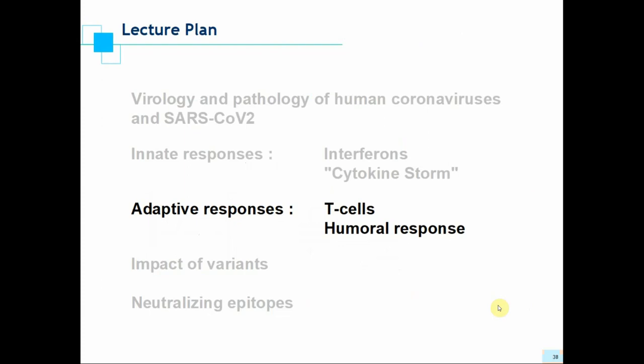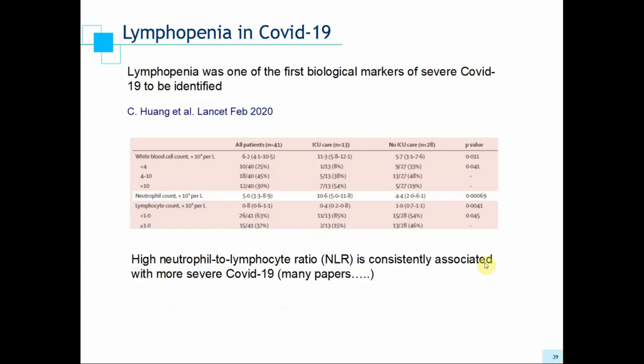Okay, so now I'm going to switch my focus here. I'm going to talk about the adaptive responses, first T cells and then antibodies. So the first thing you need to know about T cells is that T cell lymphopenia is a major manifestation of severe COVID-19. It's one of the first biological markers of severe COVID to be identified.